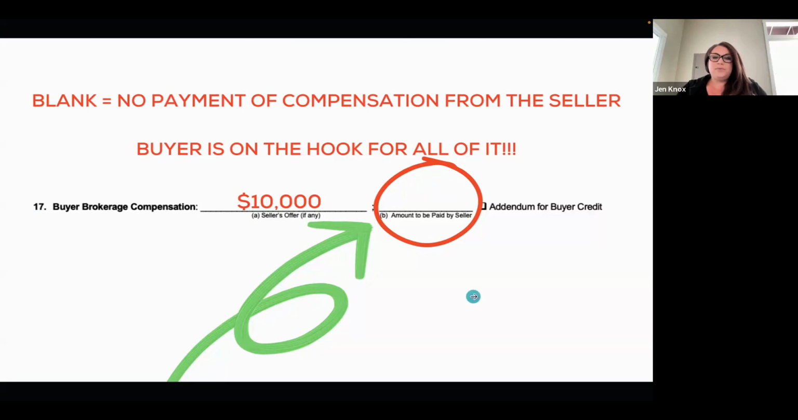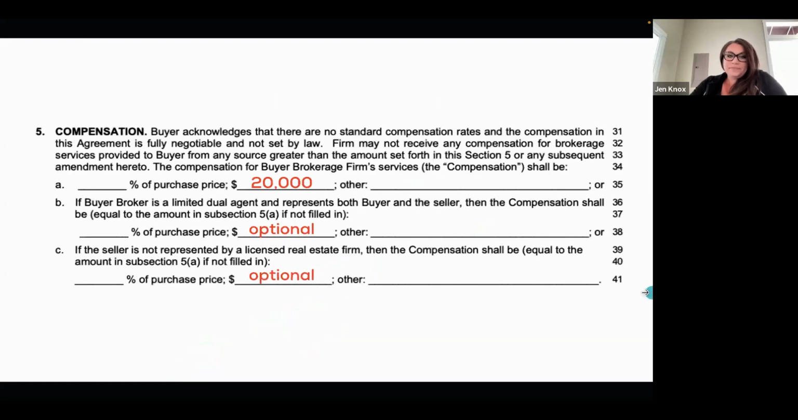So when we look at that space, we have to reference our buyer agreement, which is Form 41. Everything that's written in this amount to be paid by seller has to either match your Form 41, or anything that's in excess of what you have agreed to needs to be either credited to the buyer or back to the seller. We cannot accept compensation more than what we have been agreed to accept. So everything has to match our Form 41.